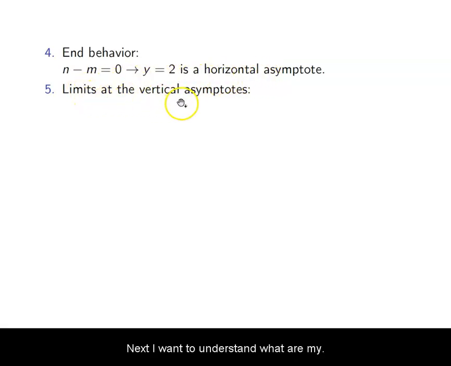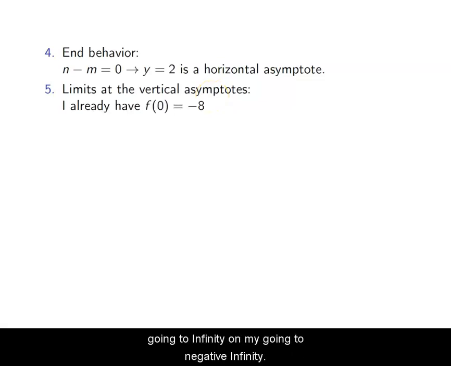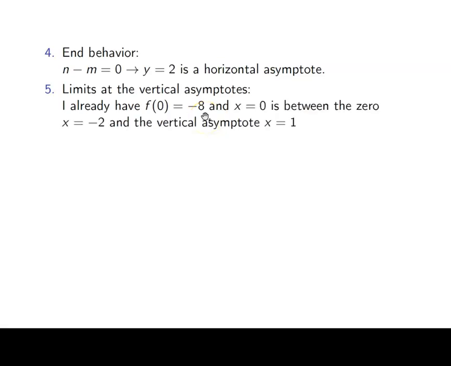Next, I want to understand what happens near my vertical asymptotes. So we haven't talked about limits yet. We'll talk about that in the next chapter. But basically, I want to know what's happening as I approach my vertical asymptote from the left side and from the right side. Am I going to infinity or am I going to -infinity, right? So I already know that my y-intercept is -8, okay?